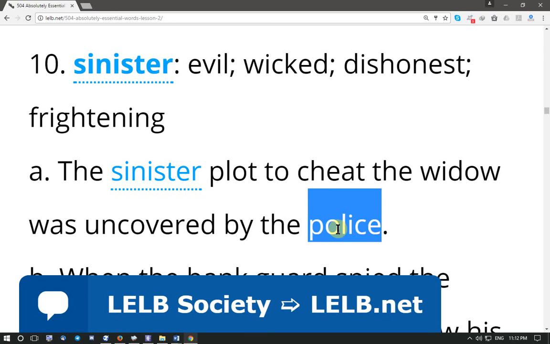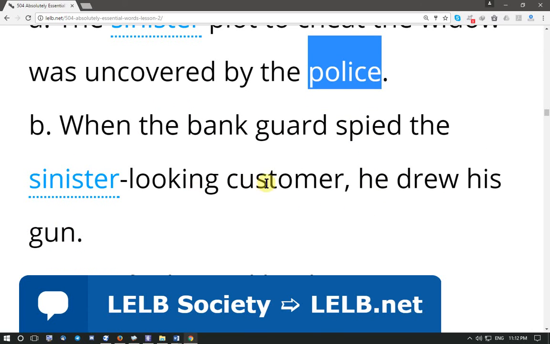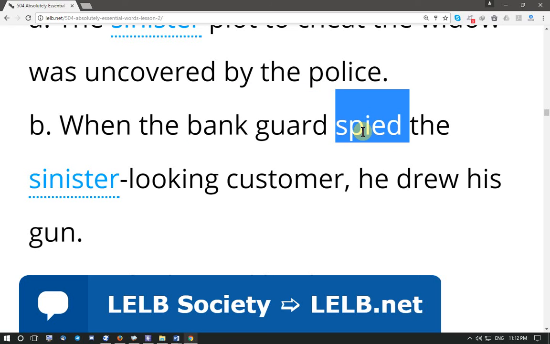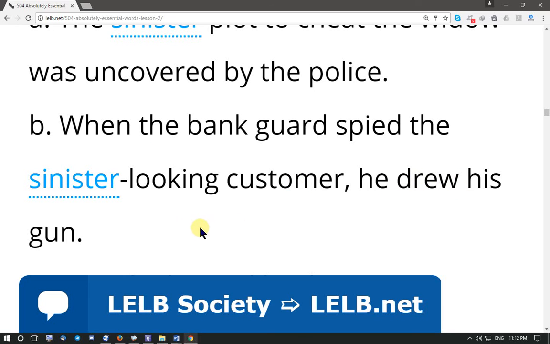Okay, when the bank guard spied the sinister looking customer, he drew his gun. Bank guard or security, spy means noticed or eye witnessed or paid attention with your eyes, fix your eyes on something. The sinister looking customer, he drew his gun. He became ready to just shoot the person or even control the situation.